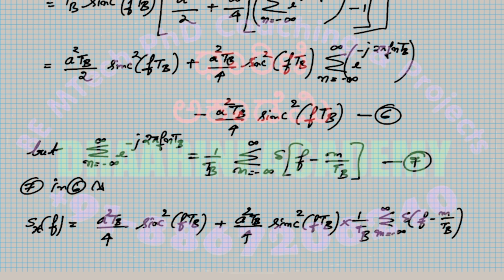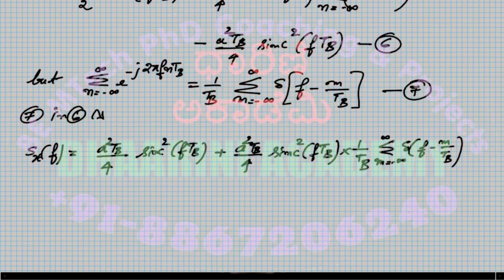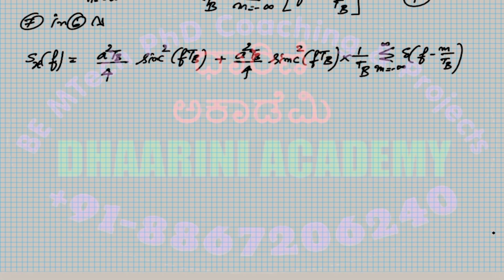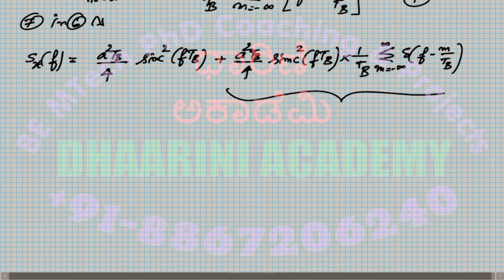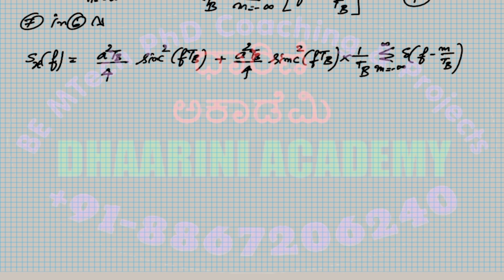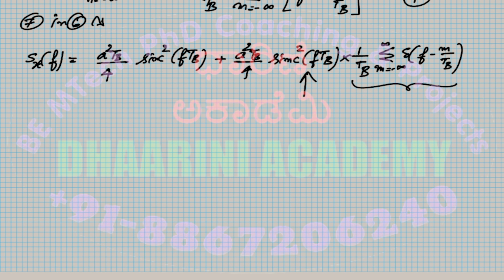Now I need to look at something more, because it's not a straightforward way. If I directly substitute something for this, we don't understand. For that purpose, I have to draw one graph containing the sinc square function and a second one containing this. We'll draw two graphs.